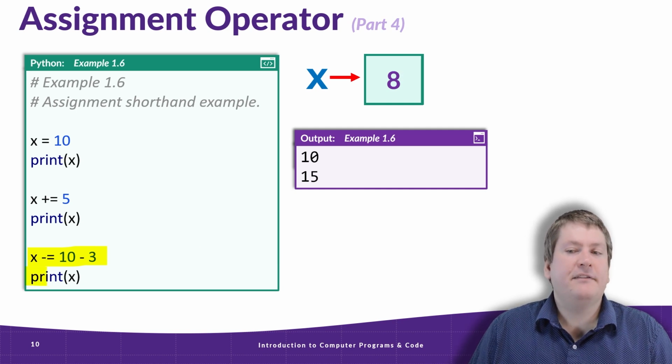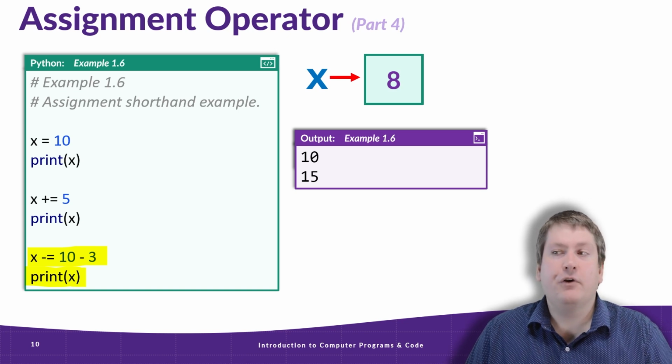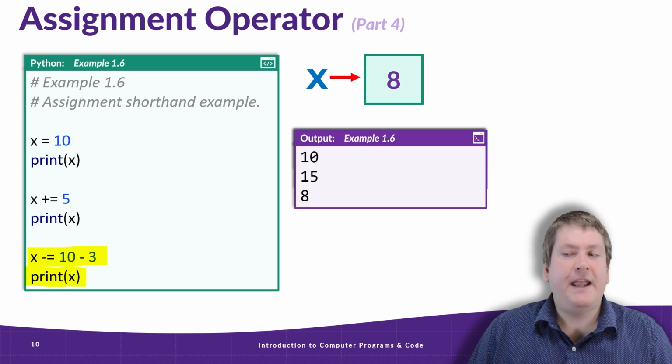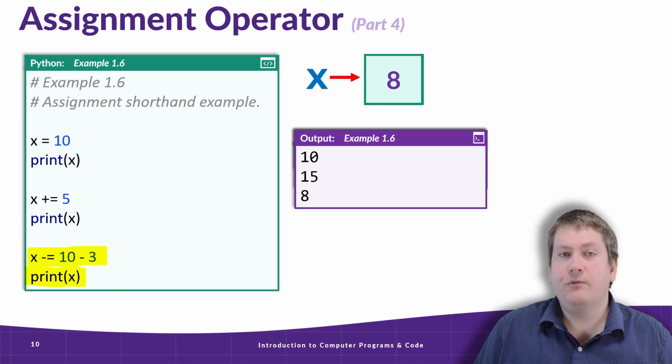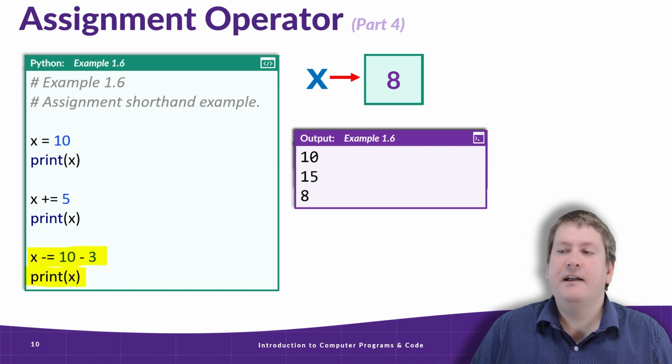So when we get to that last line of the program, which is simply a print statement that prints the value of x, we get the current value of x, which is 8. So the last line of output we get from the program is 8. So the overall output of this program would be 10, 15, and then 8.